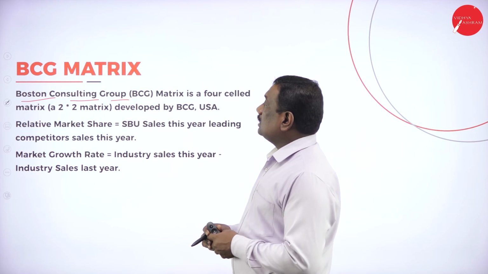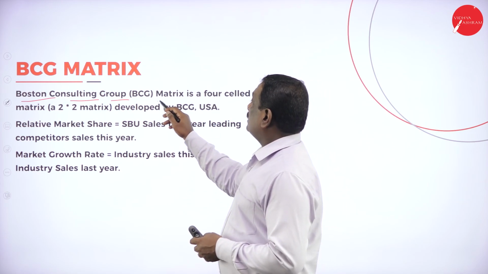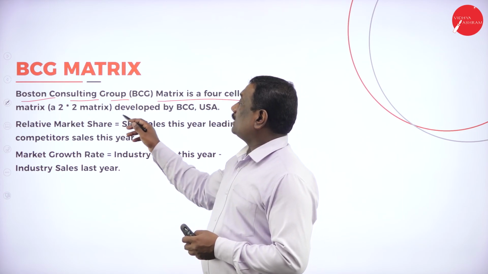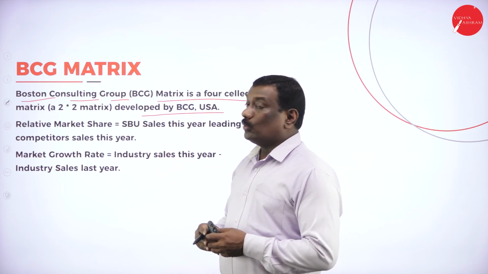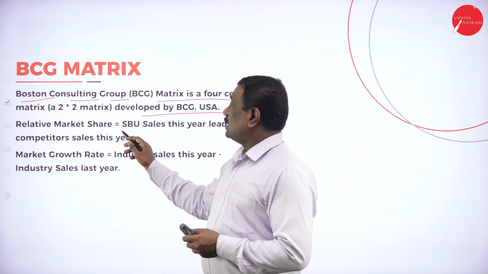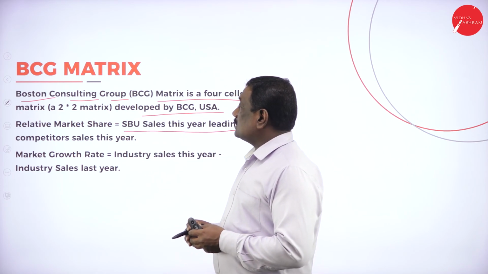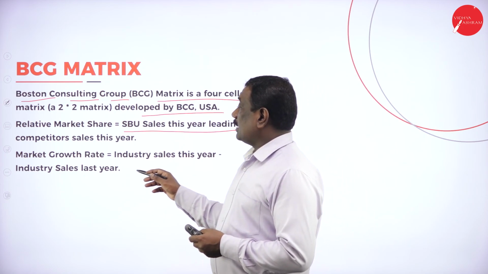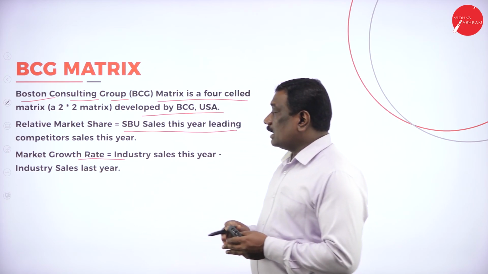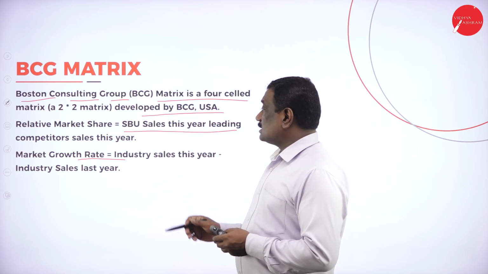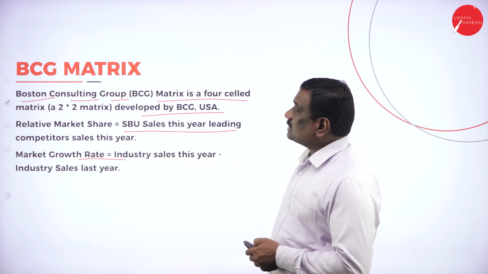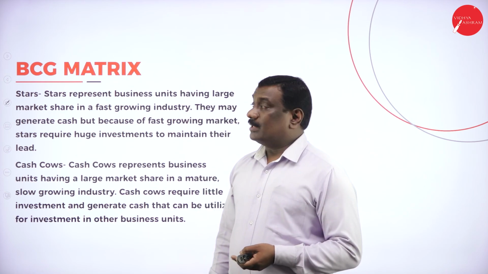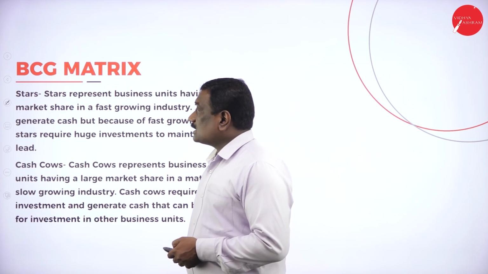Boston Consulting Group. This BCG matrix is a four-celled, 2x2 matrix developed by BCG USA. Relative market share equals the strategic business unit's sales this year relative to the competitor's sales in the current year, and market growth rate equals the industry sales this year minus industry sales of last year. Under this we have important elements: one is star, then cash cows.